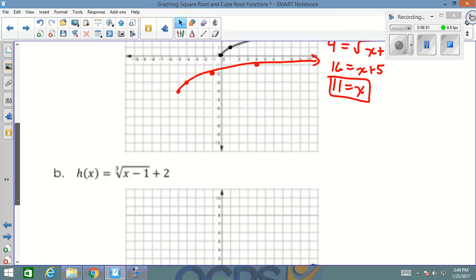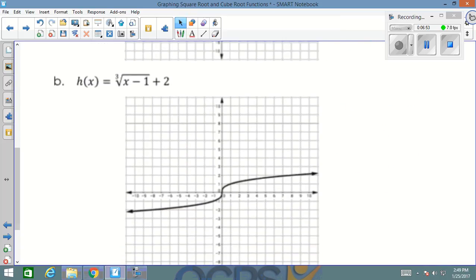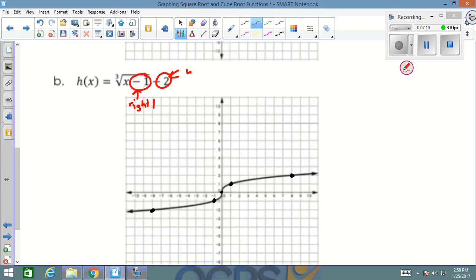And let's do the next one. Cube root. And we have points at (0, 0), (1, 1), (-1, -1), (-8, -2), (8, 2). Okay. This -1 is going to shift it right 1. The 2 is going to shift it up 2. So it's going to go right 1, up 2, right 1, up 2, right 1, up 2, right 1, up 2, right 1, up 2. So it's going to look something like that.